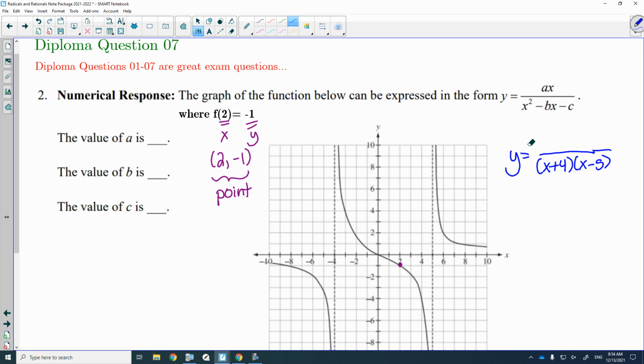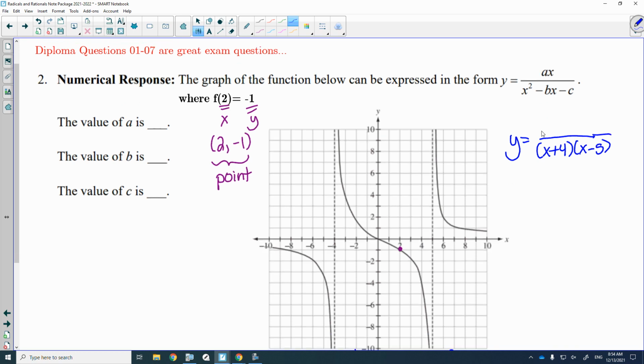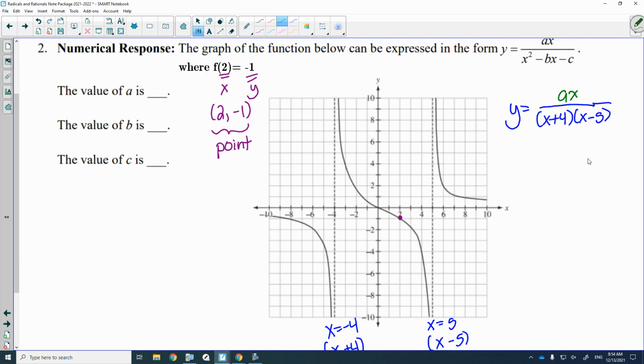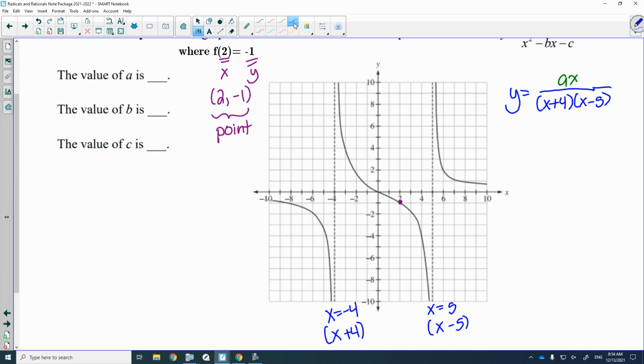Okay, and then it says the numerator is going to be ax. So let's just write that down. There's no holes here, so I don't have to worry about a common factor. And if I look at this equation that I'm given, it's in expanded form. So let's get out of factored form and go into expanded form. So you should have x squared, minus 5x plus 4x, so that's minus 1x, and then minus 20.